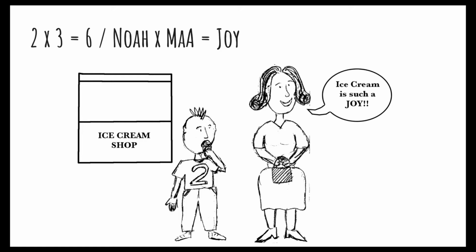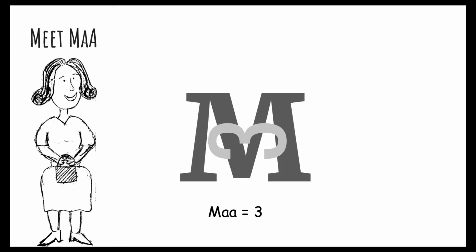Noah, as you already know, is the number 2. Ma is 3 and joy is 6. So let's look at why ma is 3 and joy is 6. The letter M looks a lot like the number 3 that is flipped on its side. So a number 3 on its side looks like M. And we add a few vowels and M becomes ma, and ma equals 3.